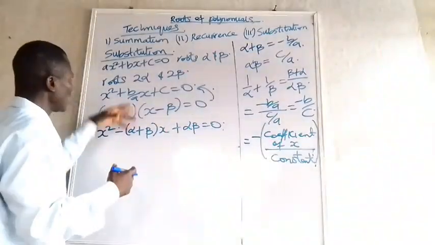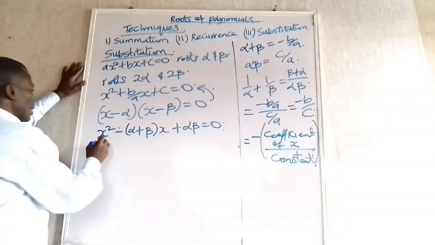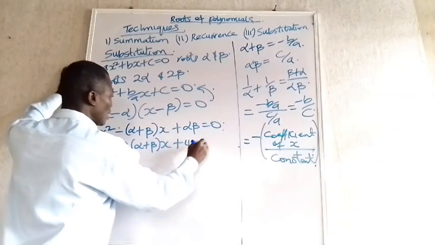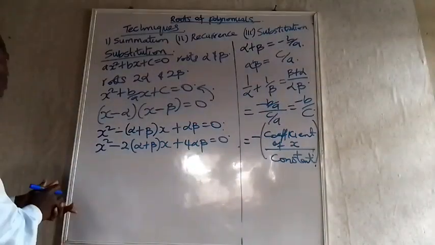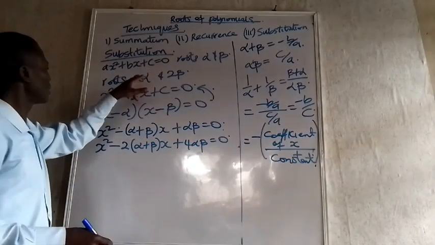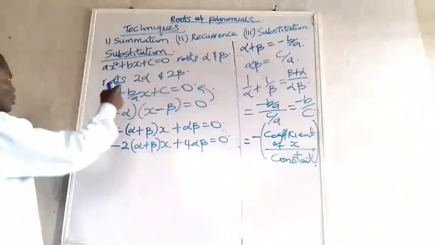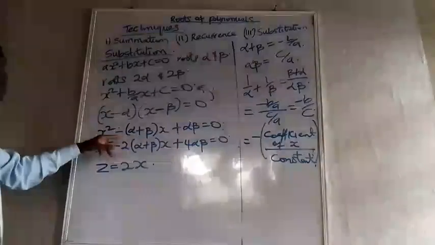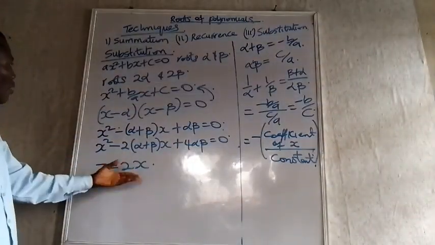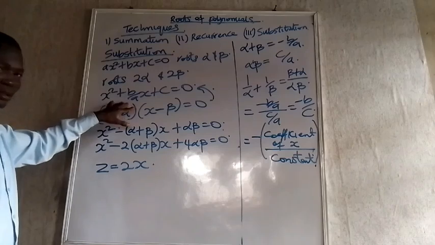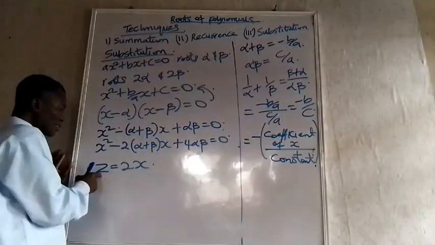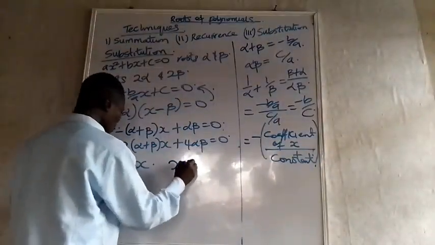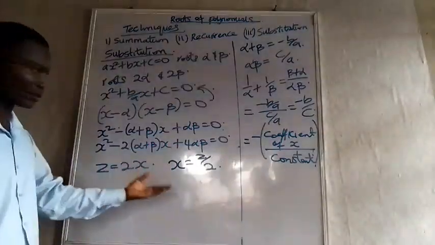When I'm using 2 alpha and 2 beta, as it is here, I'm going to have x squared minus 2 into (alpha plus beta) x plus 4 alpha beta. Now, what do we do? Since we are going to have 2 alpha, we say that z is equal to 2x, because in this instance we have 2 of either of the roots. If z equals 2x, the new root is double the previous root. It means that x will be equal to z over 2.